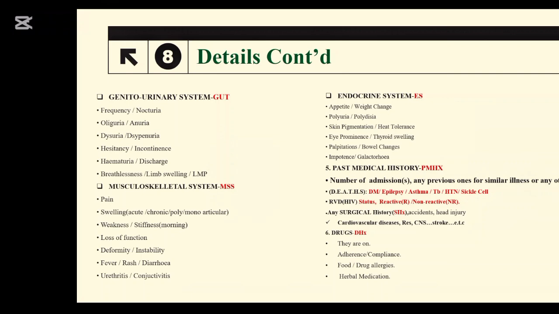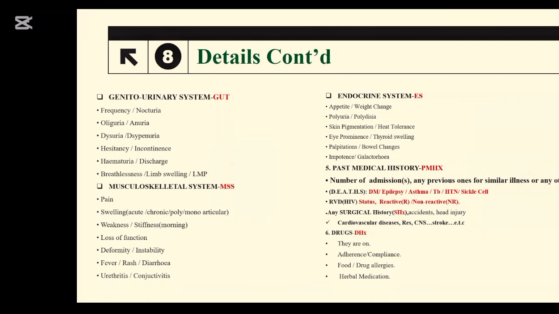Then you want to know whether the patient is consistently taking the drugs and they are adherent to the medications. So if they have got HIV, we say they are HIV positive. But when you're presenting, we record and report that the RVD status is reactive, verbal, because they just told us. But if you found that in the file, for example, you can say the RVD status is reactive according to the test that was done. And then if it is non-reactive, meaning that they are HIV negative.